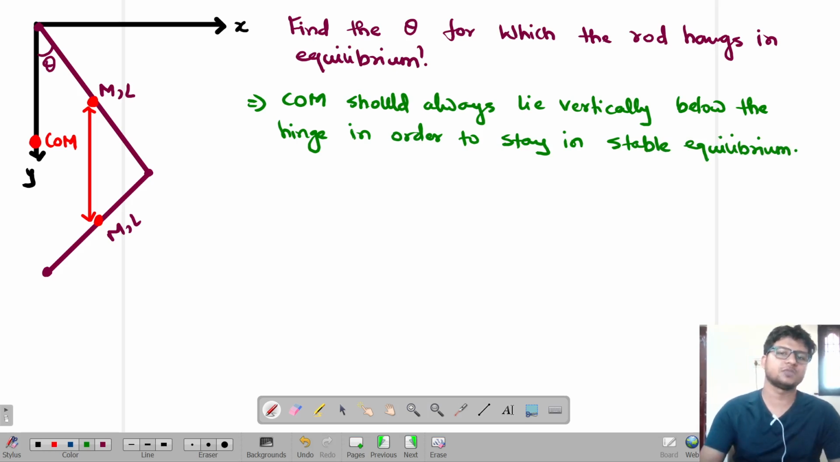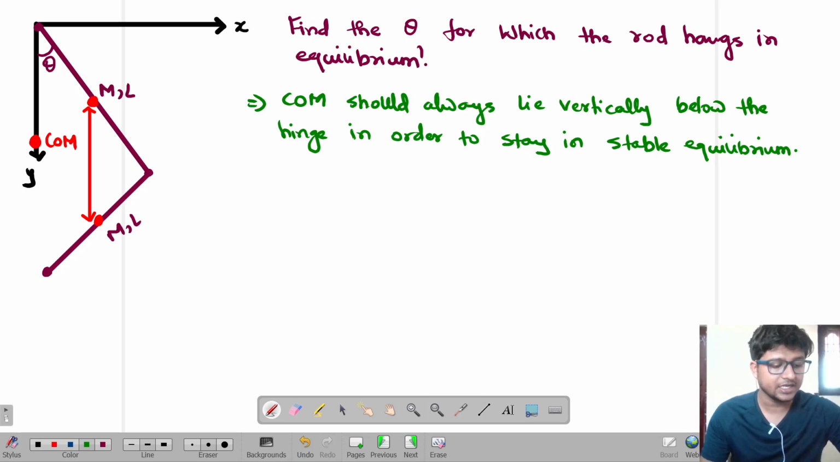So where should your center of mass lie? Always it should lie on the line vertically below the hinge. Are you able to get me or not? Such that they always remain in stable equilibrium. So based on this idea, you have to think how to shift the center of mass over here. You can mark like this, where this is L cos theta, this is L sin theta, then what will be this length, and when you prove it, you will see that it lies exactly on this line. Is that clear?